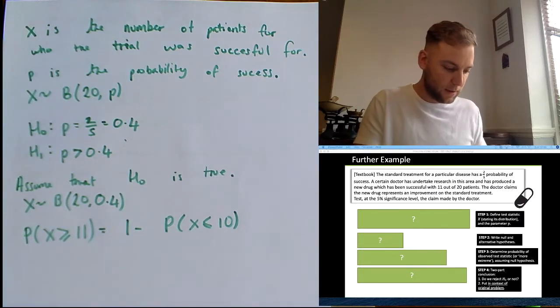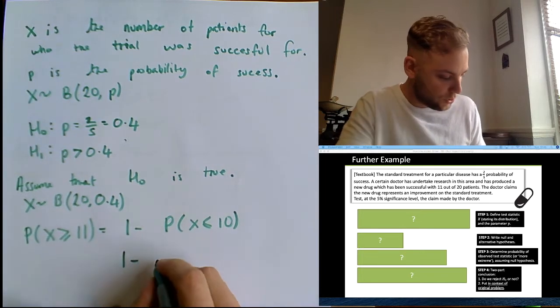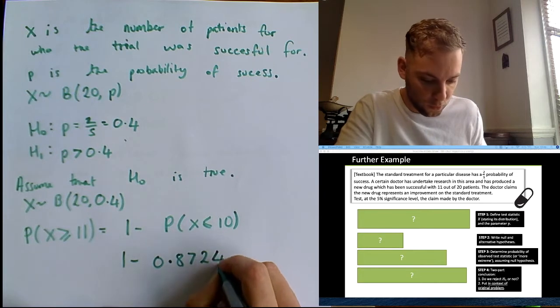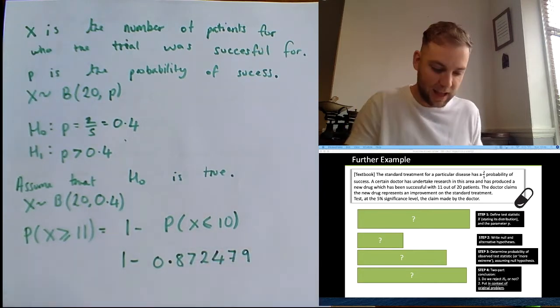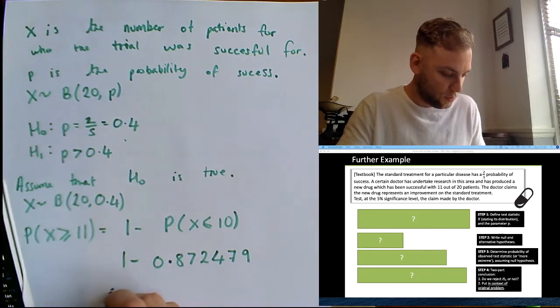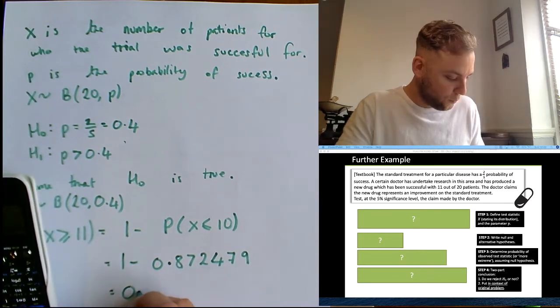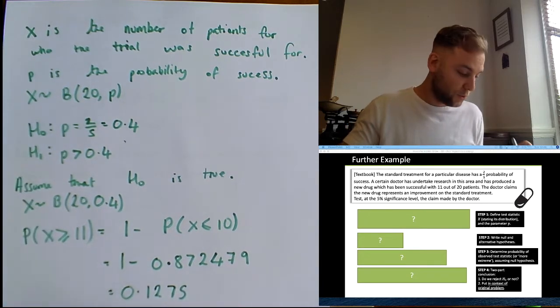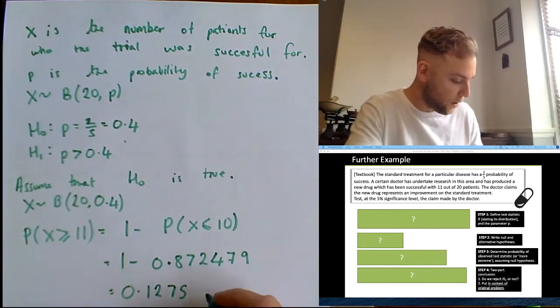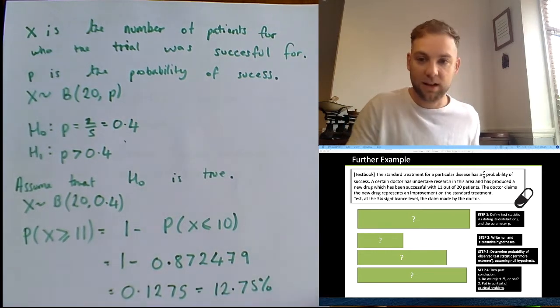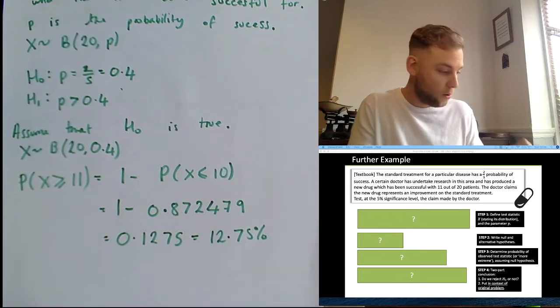So it's going to be 1 minus 0.872479. We can go menu, 1 minus the answer there, which is equal to 0.1275. So actually, our probability is equal to 12.75%, okay? So, what is this telling us?